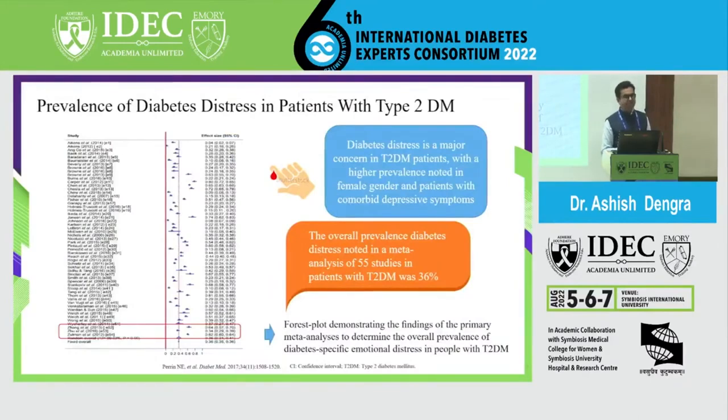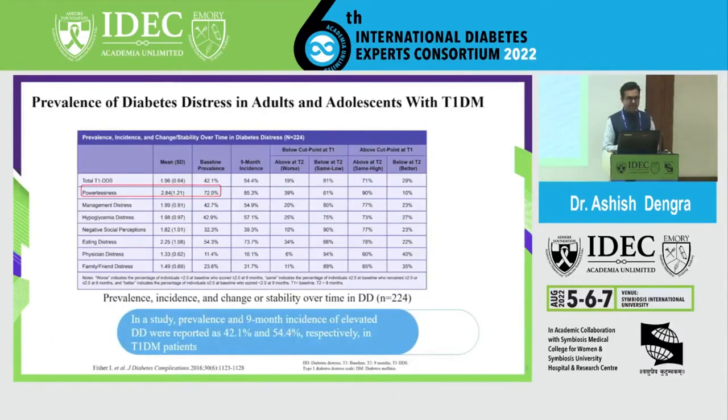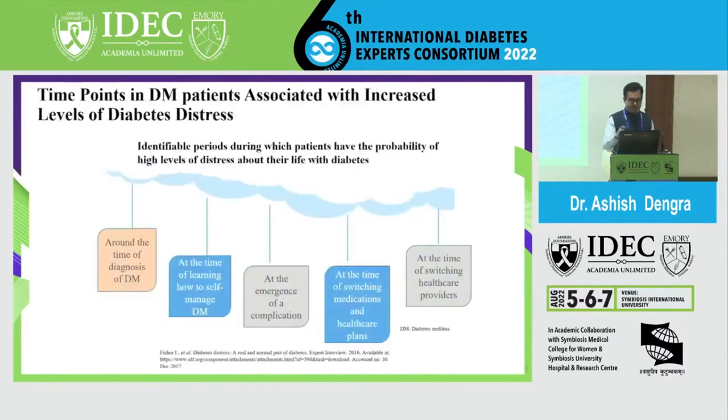So my dear friends, we know that the prevalence of diabetes distress is very high, which we neglect, in both type 2 and type 1 diabetic patients. It is about 36% in this study. The overall prevalence of DD, that is diabetes distress, was found to be 36%. And in the type 1 diabetic population, the prevalence was 42.1%, and 54.4% was the incidence in the type 1 diabetic population.